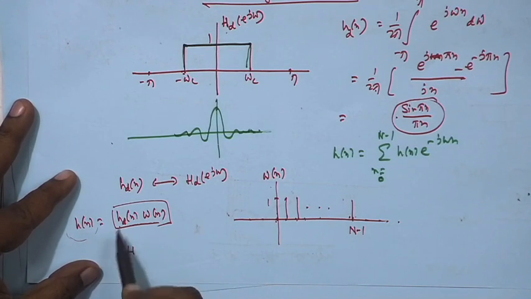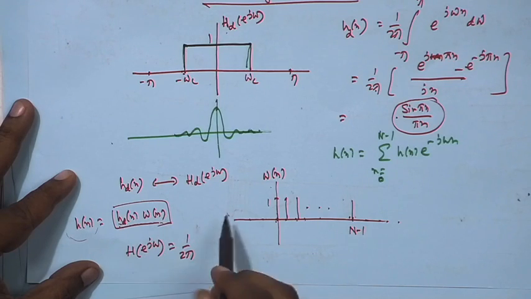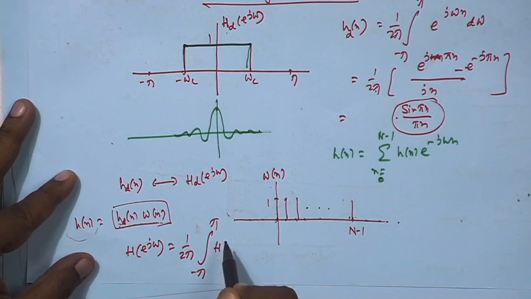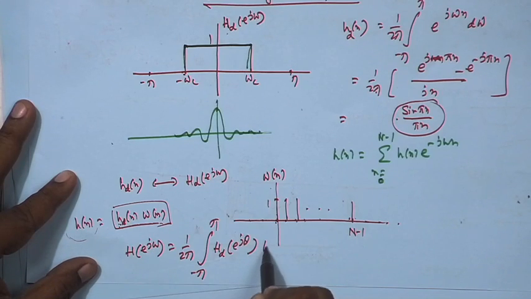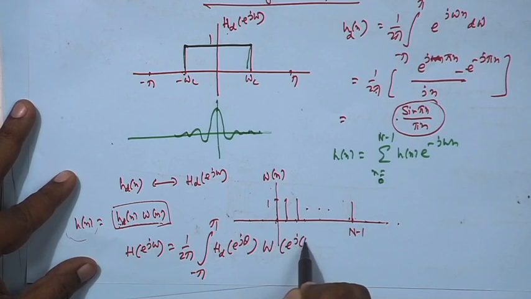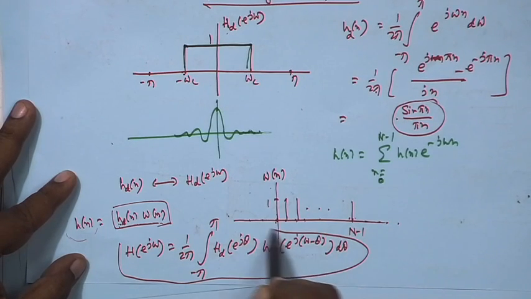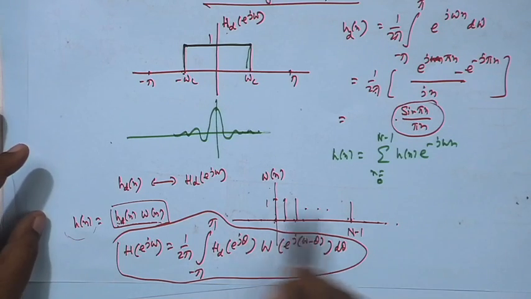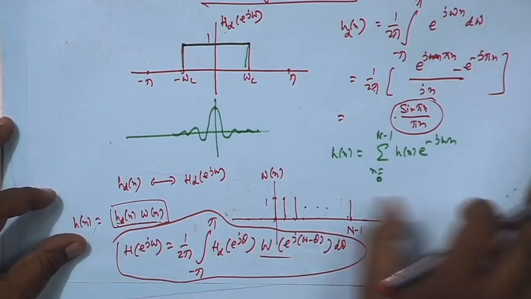So, by the previous result, it is a product of two sequences. So, the DTFT of this will be a convolution between the two DTFTs here, but convolution of this form, minus pi to pi, not minus infinity to infinity. Okay, H_d(e^{jθ}) and W(e^{j(ω-θ)}) dθ. This is the formula. Okay, what is W? What is this function? What is W(e^{jω})? W[n] I know is this.